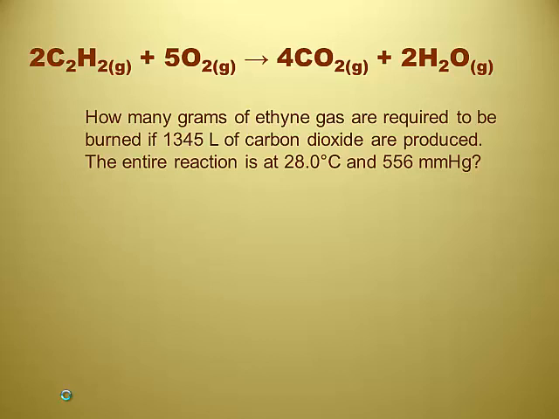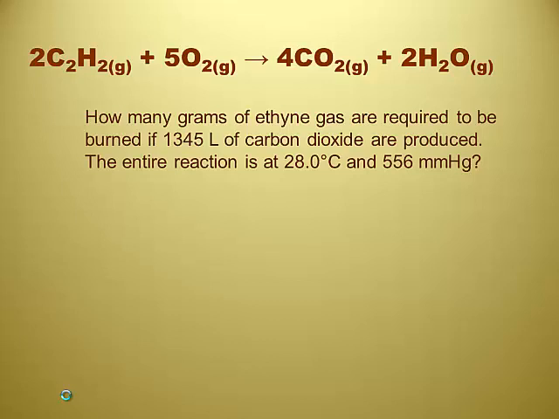Correct. So how many grams of ethene gas are required to be burned if 1,345 liters of carbon dioxide are produced and the entire reaction is at 28 degrees Celsius and 555.6 millimeters of mercury? You said 555.6. Alright.